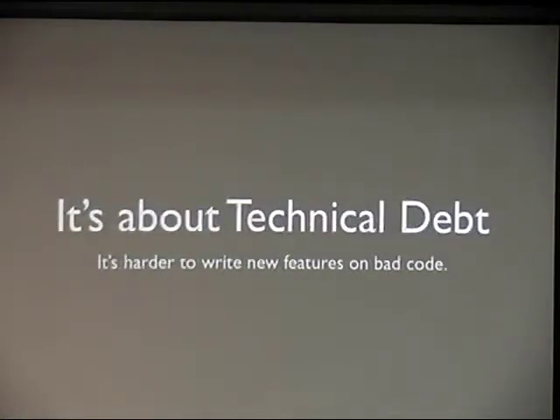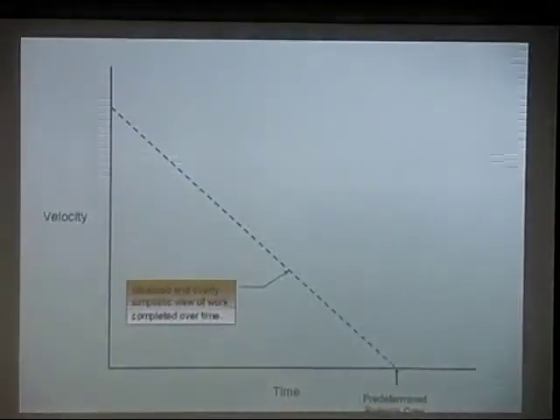Let's assume the whole section was on this. But what it really is about is something that's been called lately technical debt. How many people here are familiar with the term technical debt? Okay. So technical debt, in a summary, this is my summary, is that it's basically harder to write new features on bad code. So the more bad code that you leave behind, the slower your pace is as you try to develop more. These charts aren't mine.